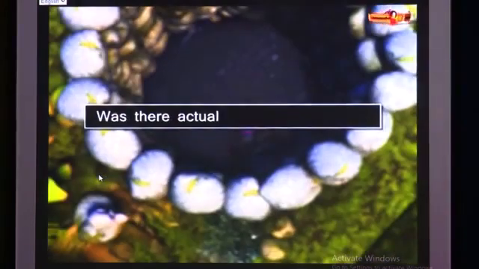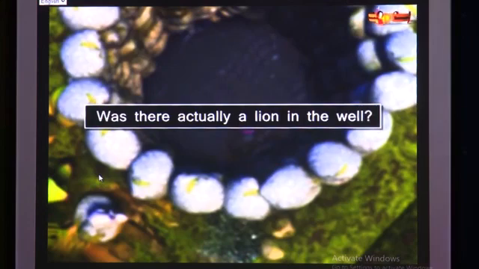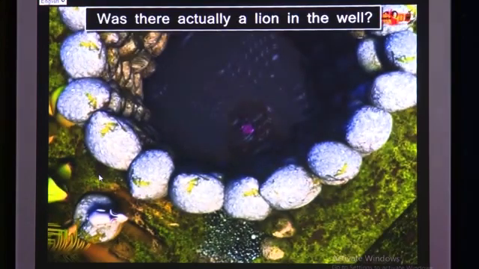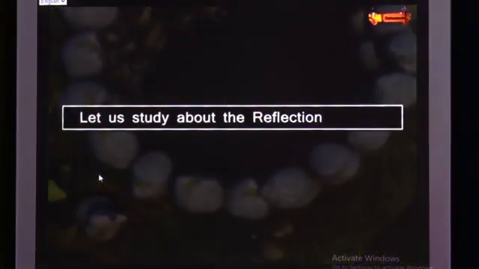Was there actually a lion in the well? No. The lion saw his own reflection in the well and assumed it to be the other lion. Let us study about reflection in detail.